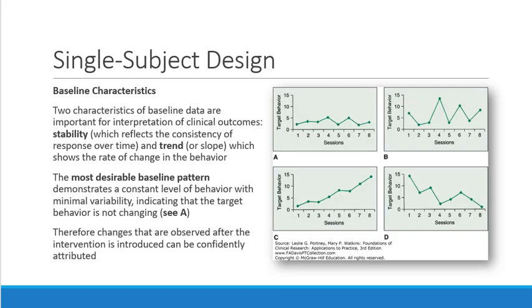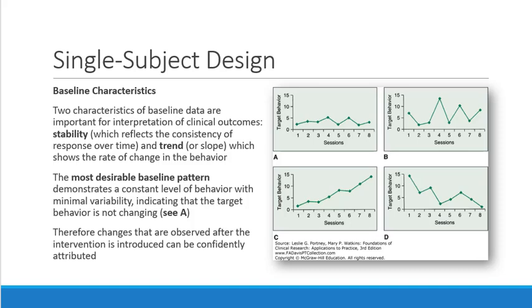Now, looking at single subject design baseline characteristics, we're curious about stability and trends. Stability reflects the consistency of response over time, and we can see that shown in A very nicely. And then trend, or the slope, shows the rate of change in the behavior. So let's explore the different characteristics shown here at baseline.